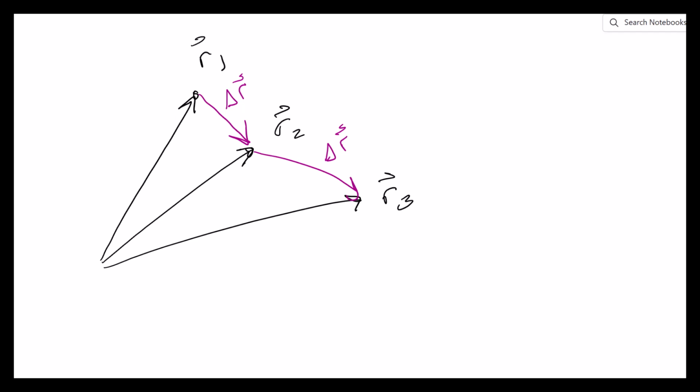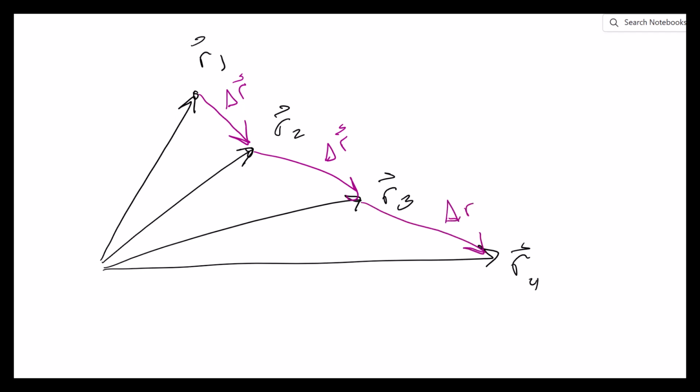And then you can keep making lots and lots of these delta R's. R4. Okay, so a bunch of these little delta R's. Make sense, sort of? I'm trying to avoid doing a whole bunch of equations. If you like the equations, go read the book. That's what it's there for.